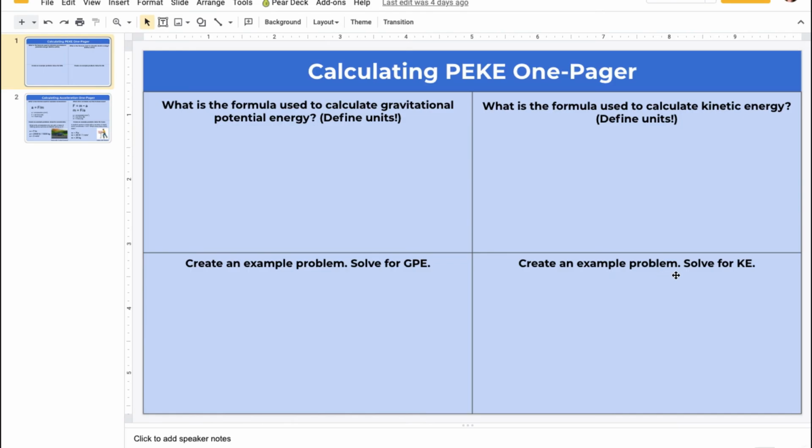Back to the PEKE one-pager, bottom right-hand box, you're almost finished. Create another example problem where you give us the mass and the velocity, and you ask us to solve for kinetic energy.